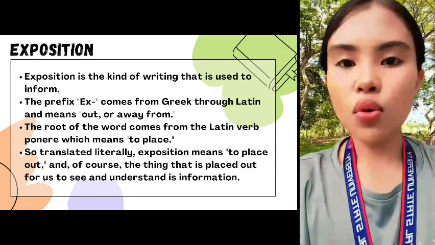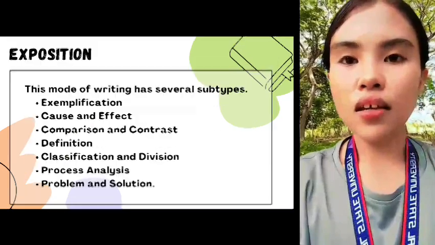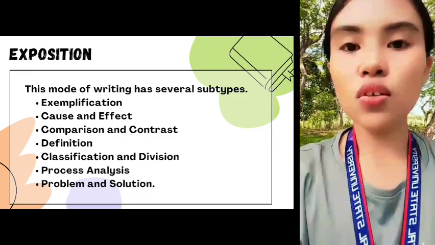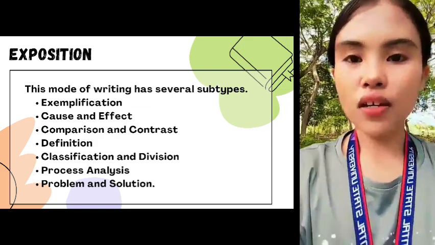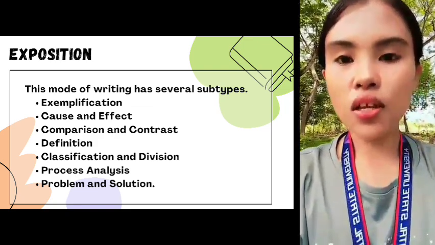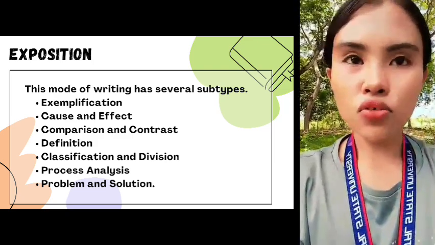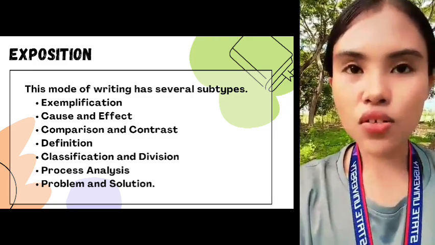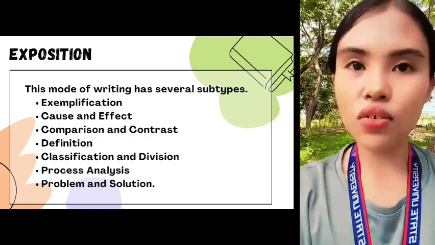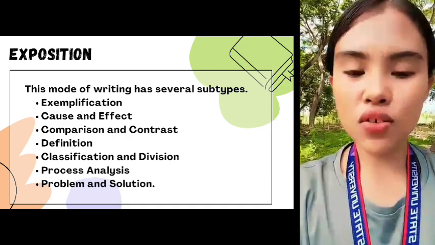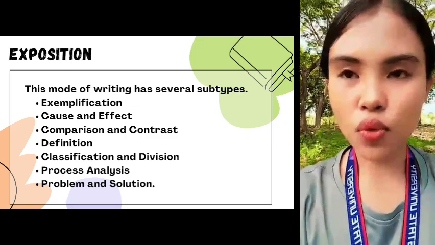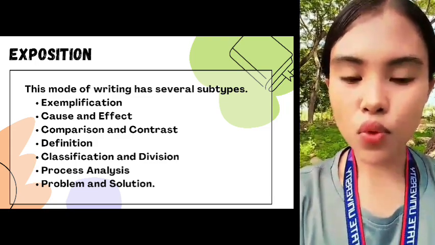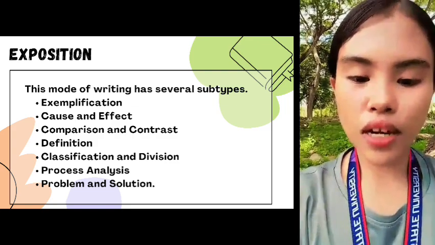So there are modes of writing, and exposition has several subtypes such as exemplification or illustration, cause and effect, referring to the cause and the result, comparison or contrast, that means the similarities and differences, the definition or what we call extended definition, the division or classification, the process or what we call process analysis, and the last is the problem solution, and that will be discussed by the next reporter.